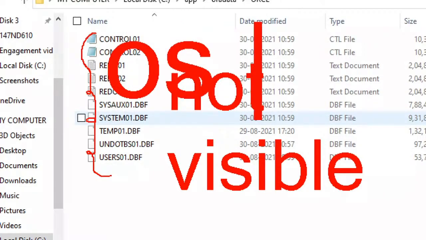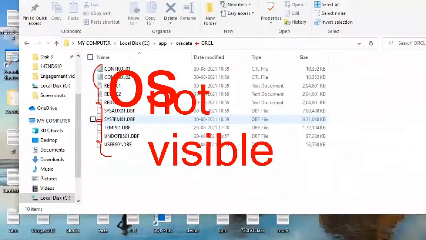Very, very important. Tables are not visible in the C drive, D drive like that. Views are not visible in the C drive, D drive, E drive like this. Indexes, functions, procedures are not visible. That is visible in a database, okay, I agree. But unfortunately, that is not visible in the operating system.